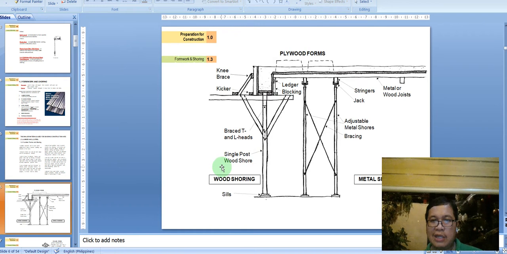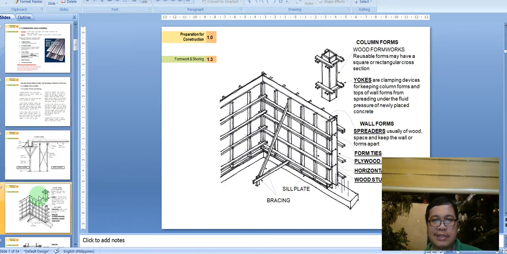This is a wood shoring, and this is a metal shoring. So you have here adjustable metal shores, and this is the bracing to make it stronger. You have your stringers, the jack, the metal or wood joist. Okay. So these are your forms and the shoring. These are very important during the construction process.